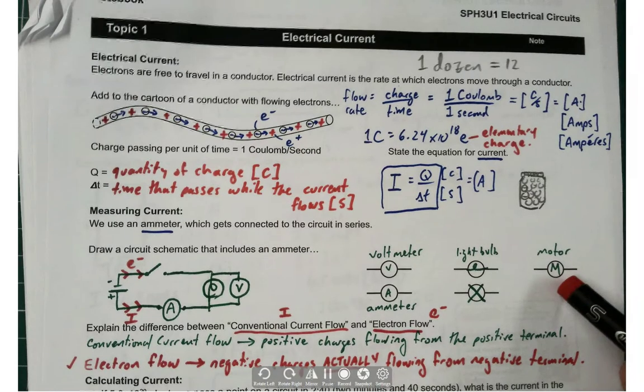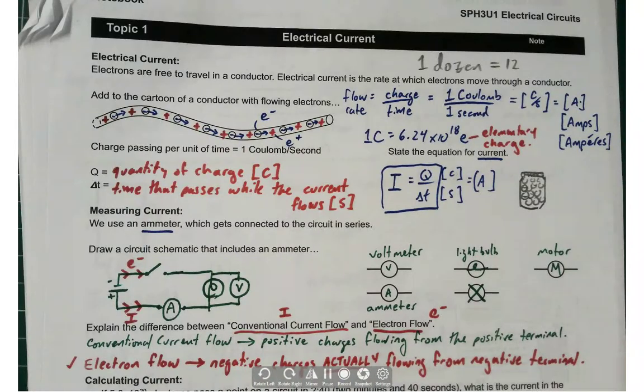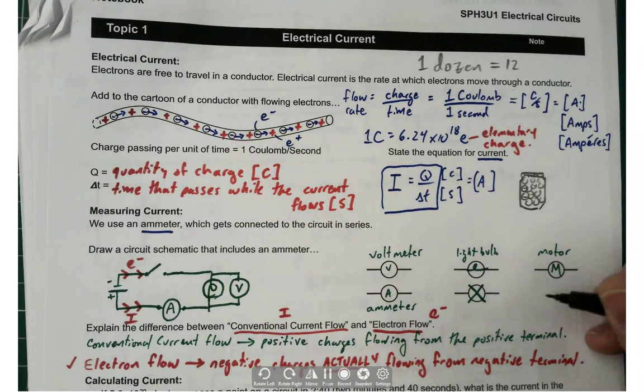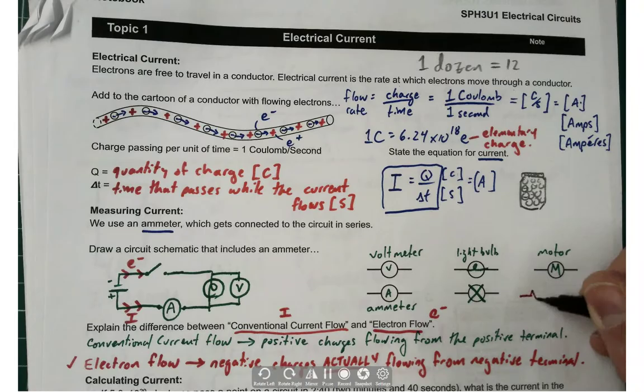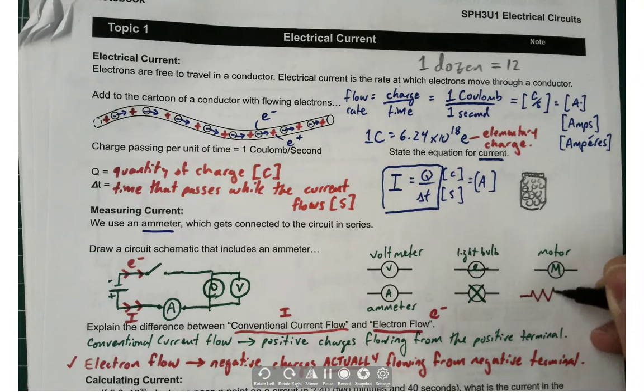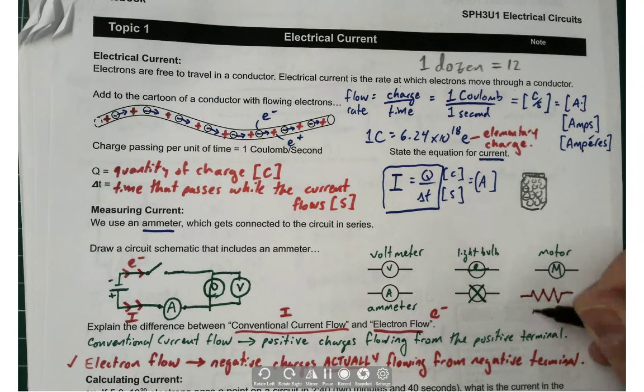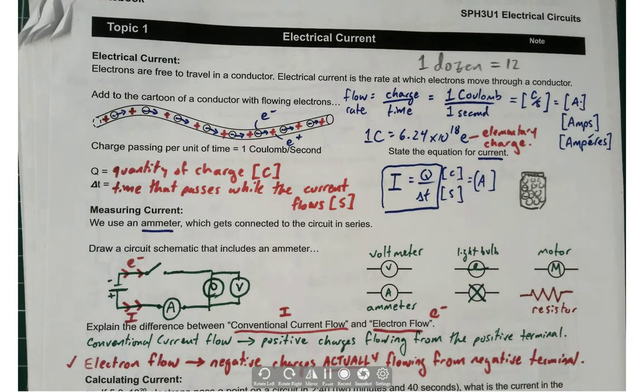Other things, like a motor, for example, might just be an M inside of a circle. If we have specific symbols that we're going to use, I'll let you know about them. But here's one, and I'm almost 100% positive that everybody saw this. This is the symbol for a resistor. A resistor, unlike a light bulb, doesn't glow, but it does resist the flow of electrons and it dissipates electrical energy.